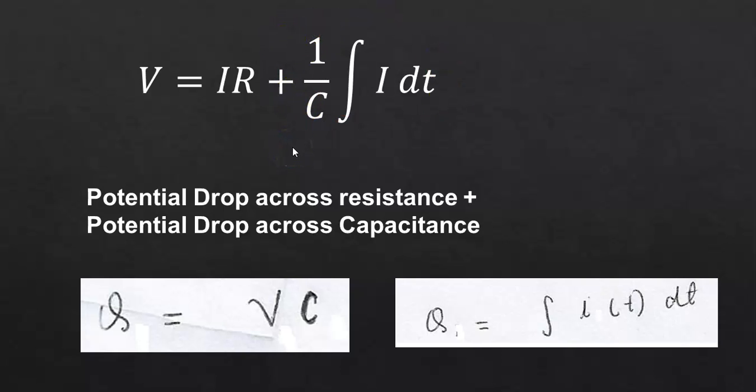So potential drop V is equal to IR plus 1 by C integral I dt. We will be using this concept.